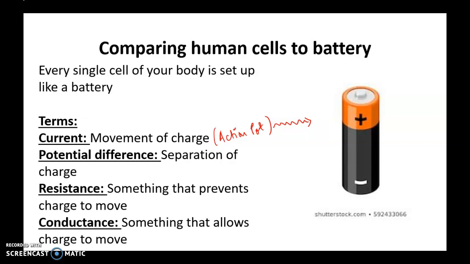Resistance is something that prevents a charge from moving. And then conductance is something that allows the charge to move easily. So these are some terms that help us understand the concept better. I will probably not test you on these terms, but it helps us understand concepts.